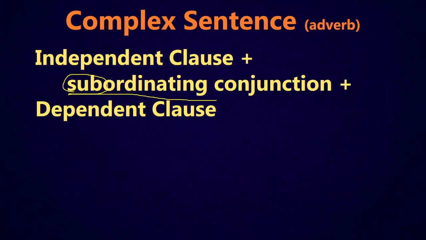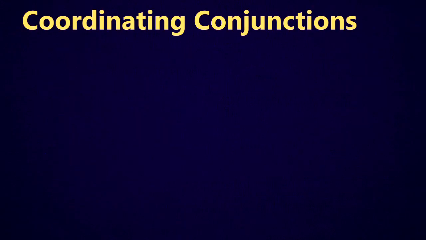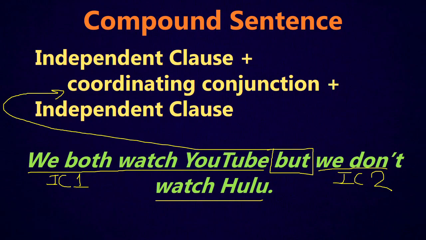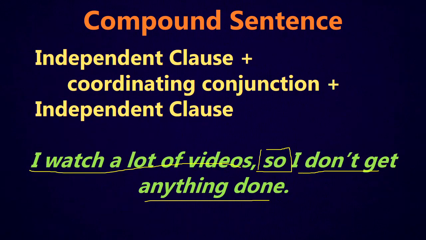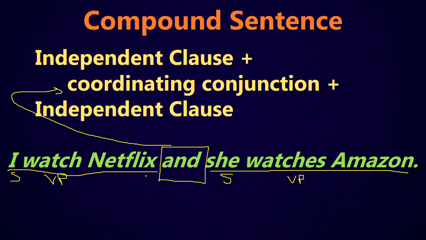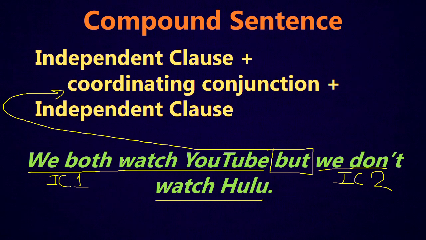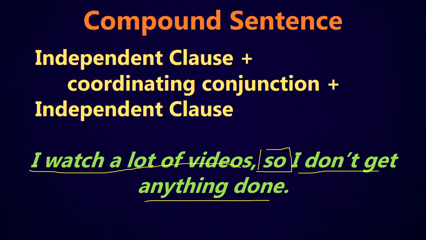Now, if we go back to compound sentences, we can't flip them around like that all the time. So if my conjunction is and, then it doesn't matter which one comes first. She watches Amazon Prime and I watch Netflix, but the conjunction has to stay in the middle. We both watch YouTube, but we don't watch Hulu. We can flip these around, but the conjunction has to stay in the middle of the sentence.